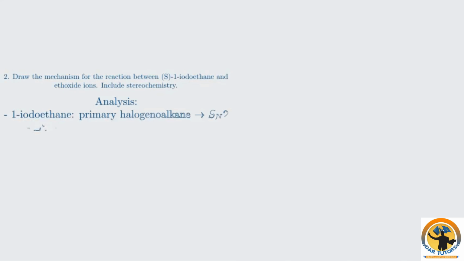Question 2. Draw the mechanism for the reaction between 1-iodoethane and ethoxide ions, CH3CH2O-. Include the stereochemistry of the product. Pause the video here and try to draw the complete mechanism. First, we need to analyze the reactant. 1-iodoethane is a primary halogenoalkane. Primary halogenoalkanes undergo SN2 reactions. Second, ethoxide is a strong nucleophile, also favoring SN2.